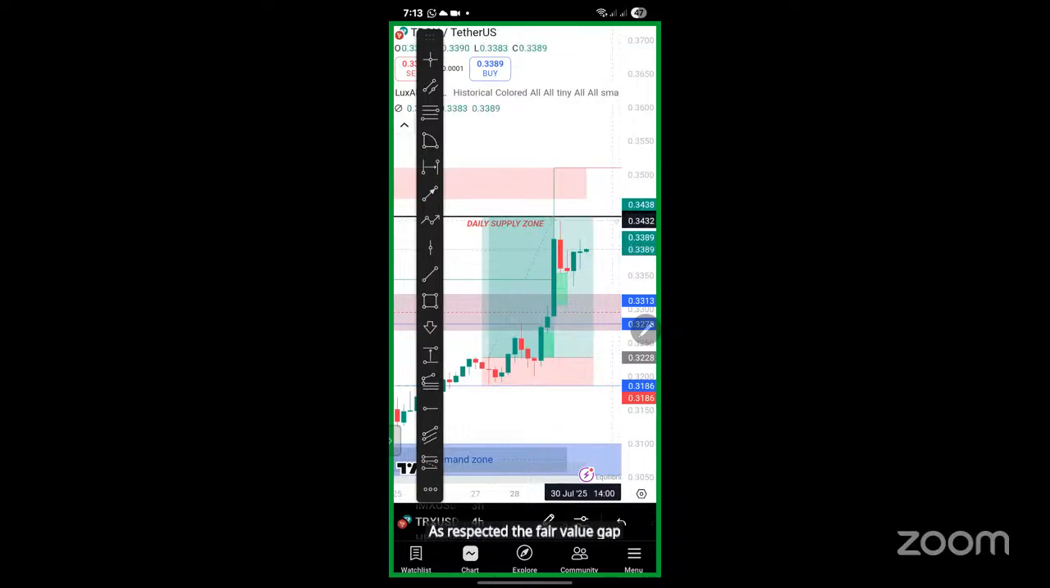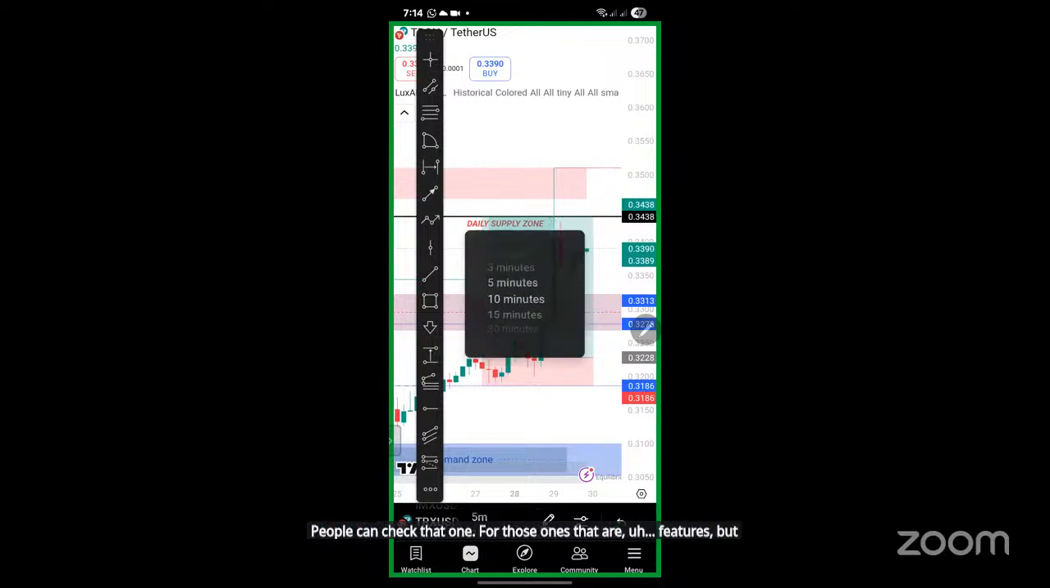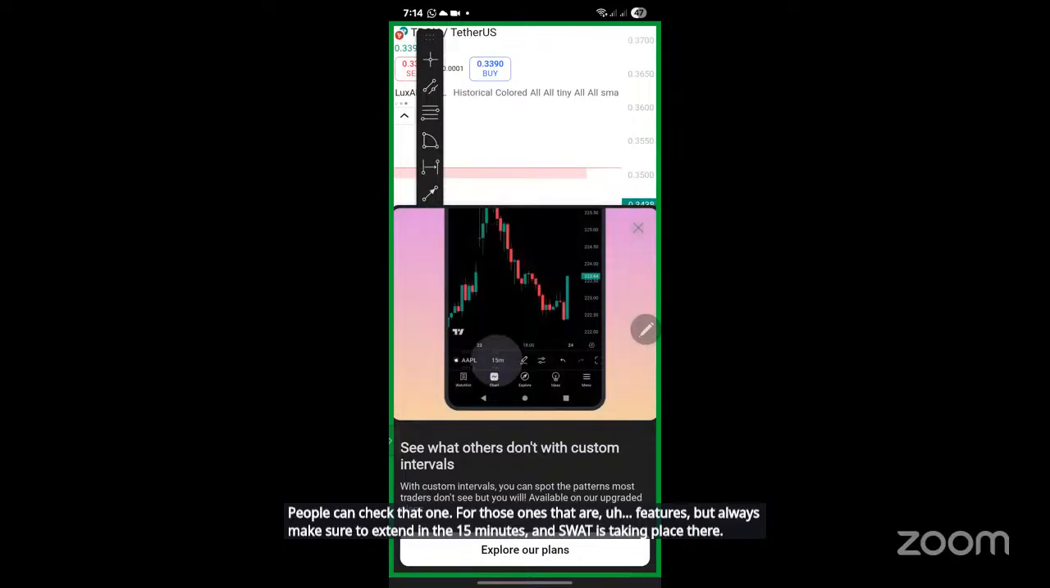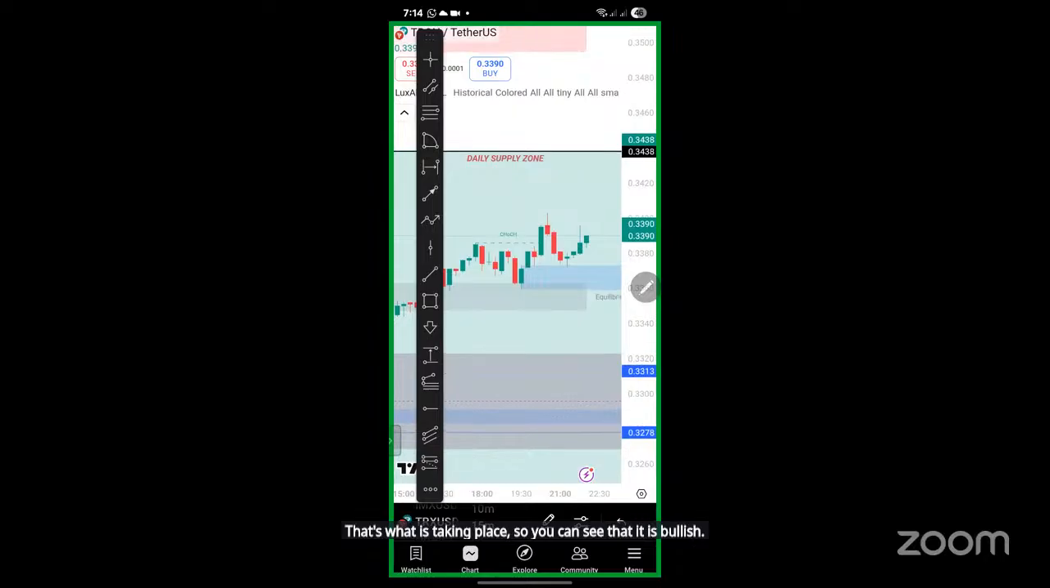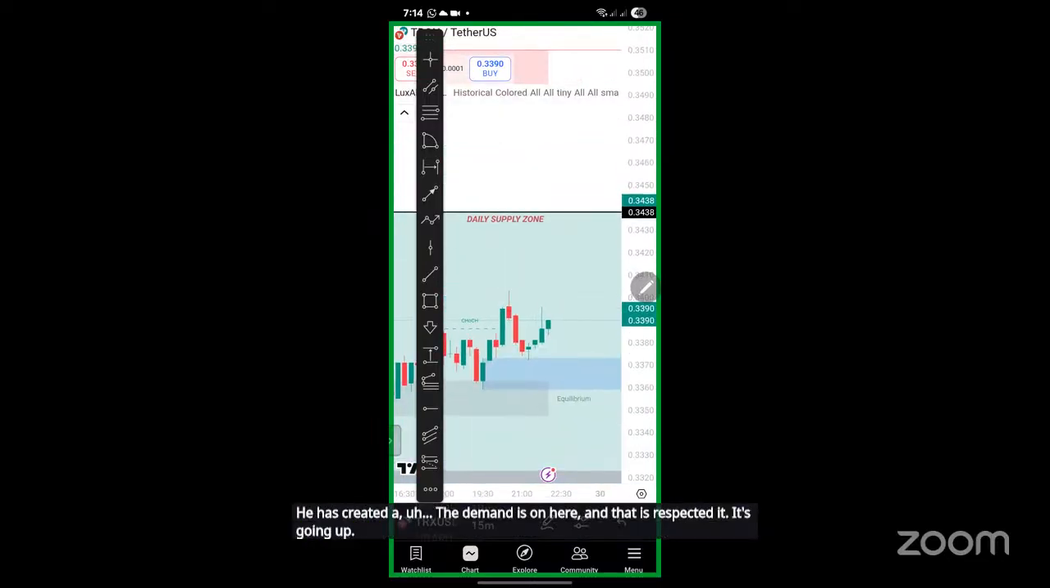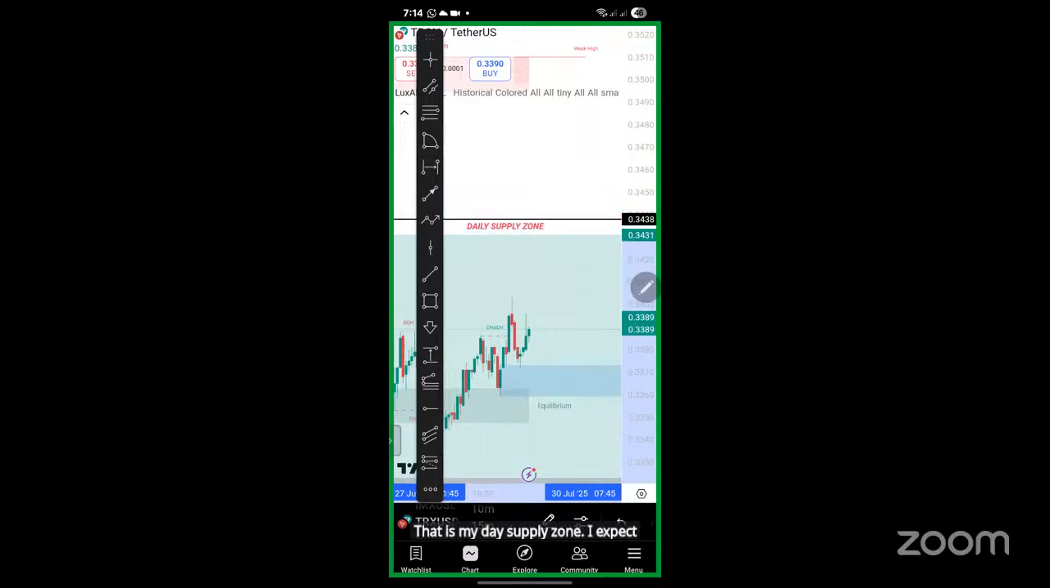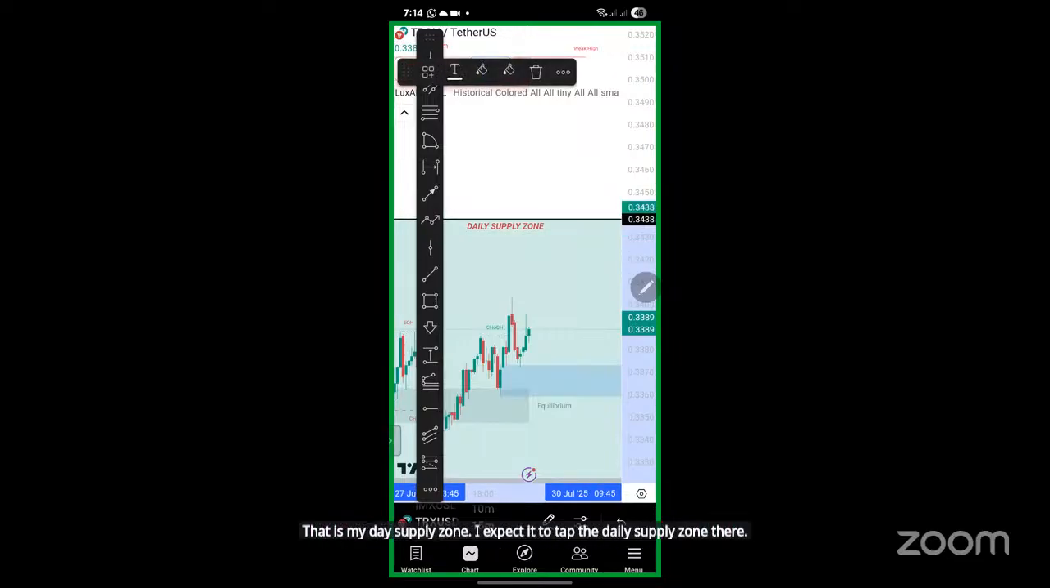It will come back here at 0.34838. Okay, it will come back there, but it will go slow but sure. You have seen what it has done. It has a smart setup, broke the structure, continued the upward move. People can take that one for futures, but always make sure to extend to the 15 minutes and see what is taking place there, so you can see that it is bullish. It has created a demand zone here, and it respected it. It's going up. That is my daily supply zone. I expect it to tap the daily supply zone there.